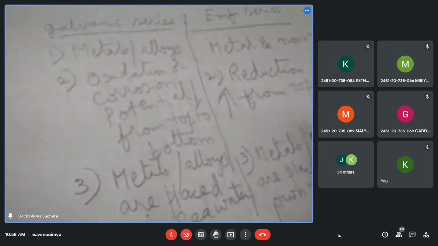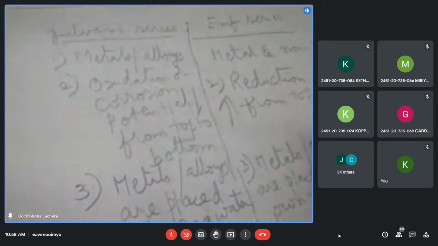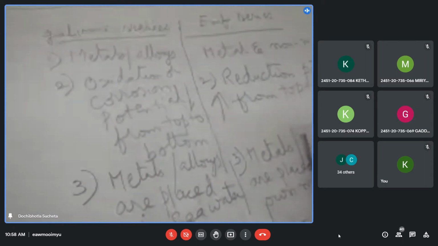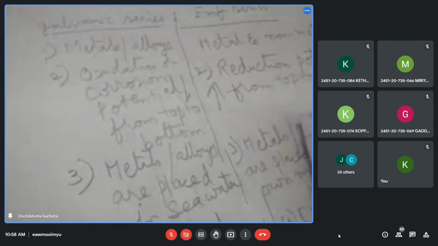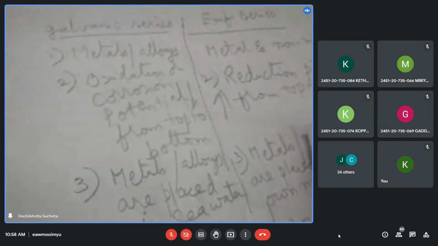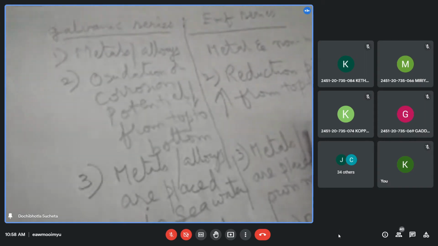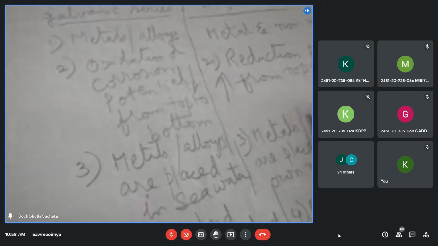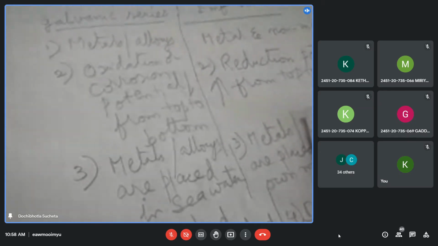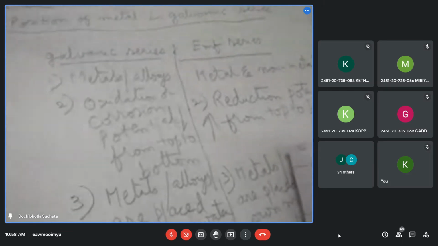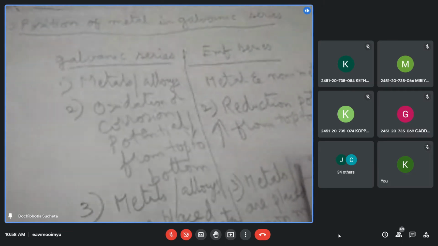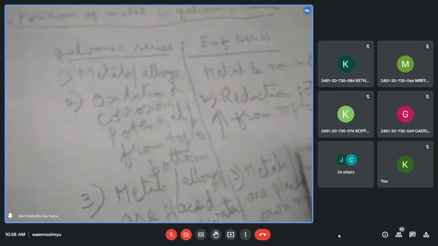Where does corrosion start in the copper? At the juncture where the coupling is there. Okay? And because the whole anodic area is there, the rate of corrosion is very, very high. Hence we should be very, very careful about cathodic and anodic corrosion.